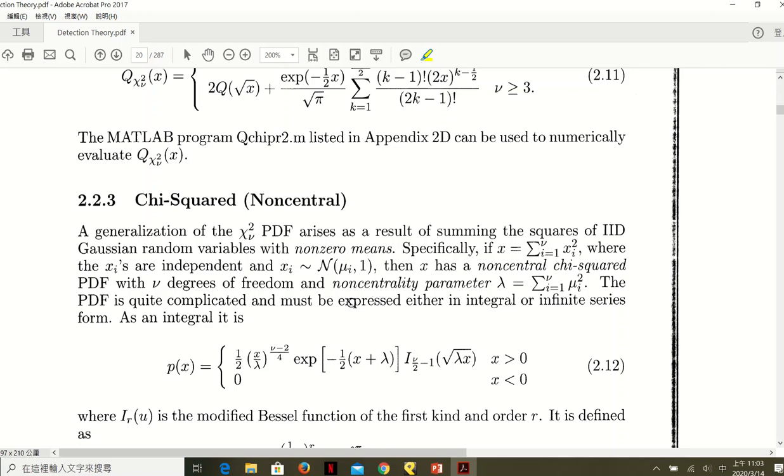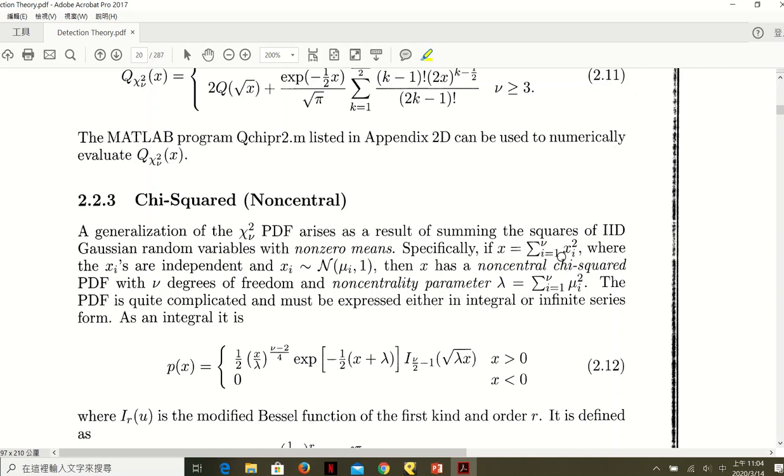Okay, and then the non-centrality parameter lambda is equal to the summation of mu i square. So you take the mean out of it, you take the square, you do the summation, you get this lambda, the non-centrality parameter.